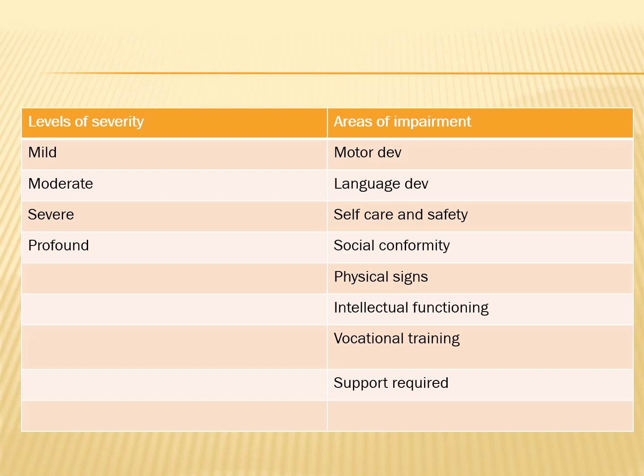Based on the different levels of severity, such as mild, moderate, severe, and profound, we need to understand which areas of impairment each of these levels shows. What is their motor development, what is the language development, self-care and safety, what are the physical signs shown at different levels of severity, how can vocational training help them, and what is the extent of support required for them. All these areas of impairment should be checked for each level of severity. Thank you.